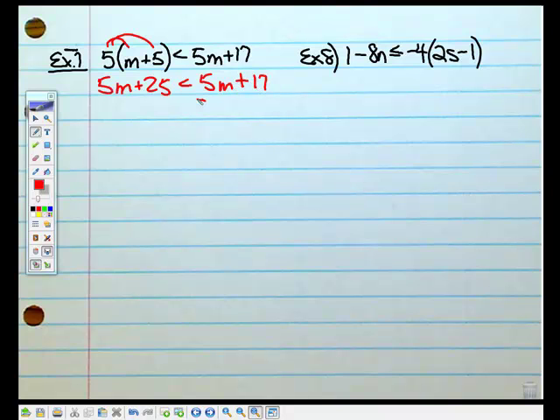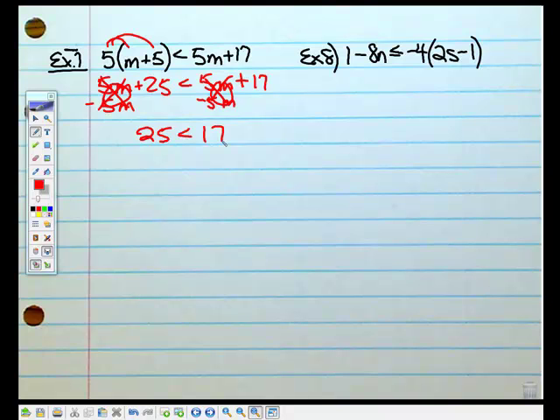If I subtract 5m from here to get it together with these 5m's, positive 5m and negative 5m, that really zeroes out. So the m's have disappeared from both sides. I get that 25 is less than 17.